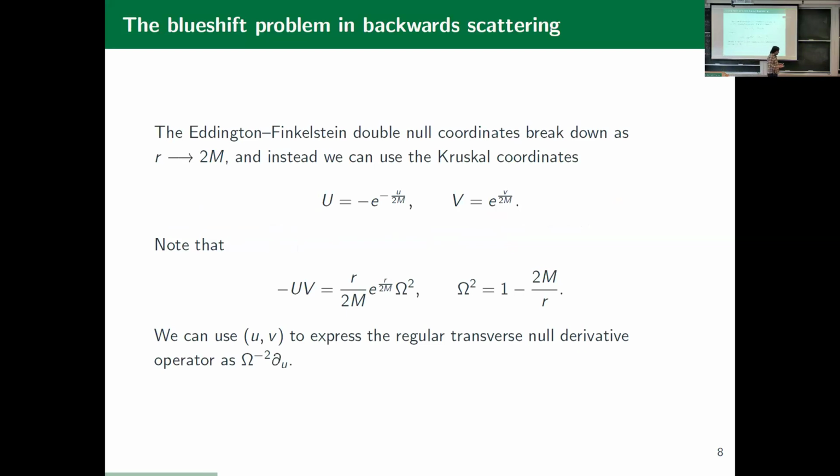So one thing we can do is use Kruskal coordinates, because they allow us to extend the Schwarzschild spacetime into the black hole region and the white hole region, etc. These Kruskal coordinates are defined as such, capital U and capital V. And the relationship between the Kruskal coordinates and Boyer-Lindquist coordinates can be summarized by this relation, where omega squared is 1 minus 2 over r.